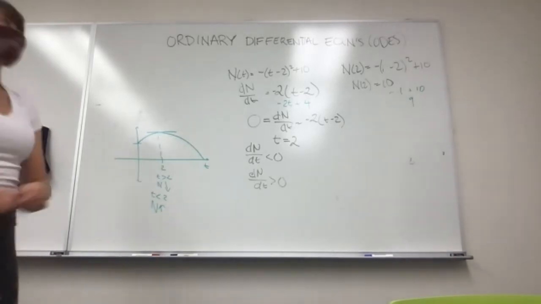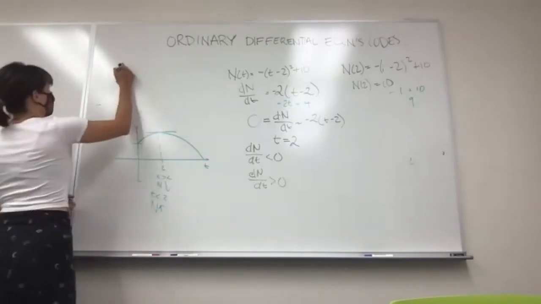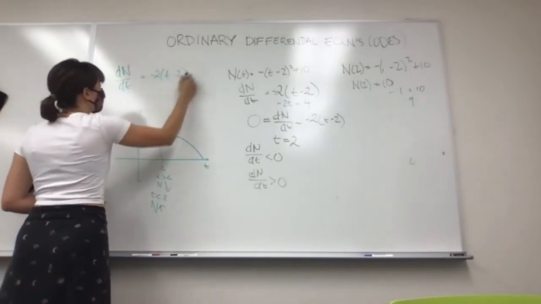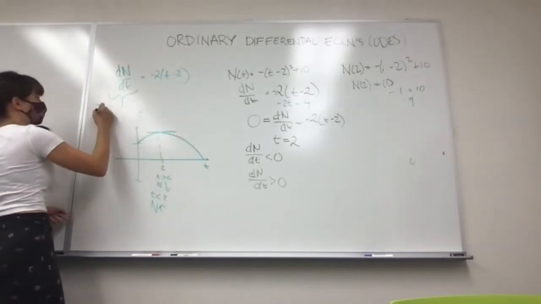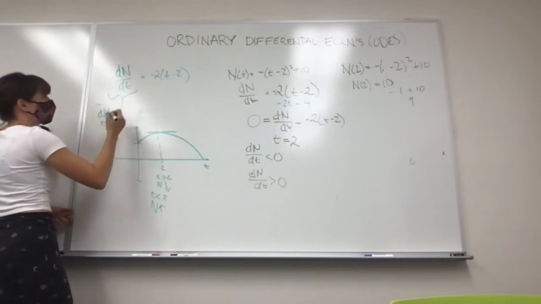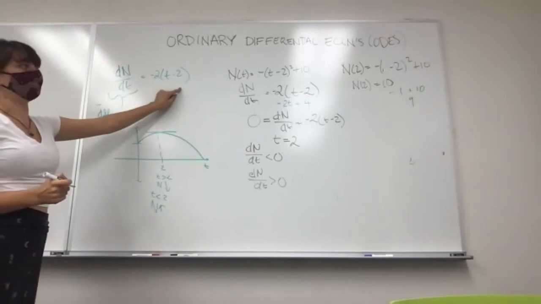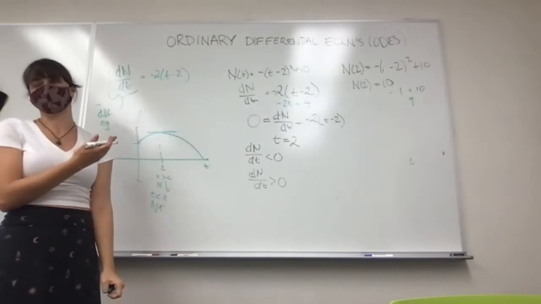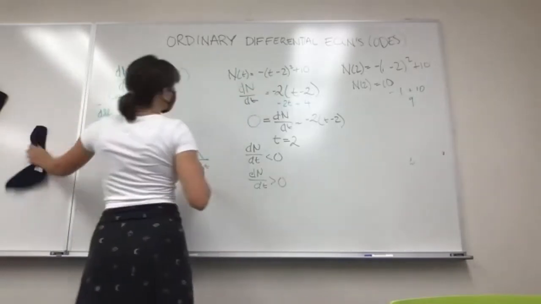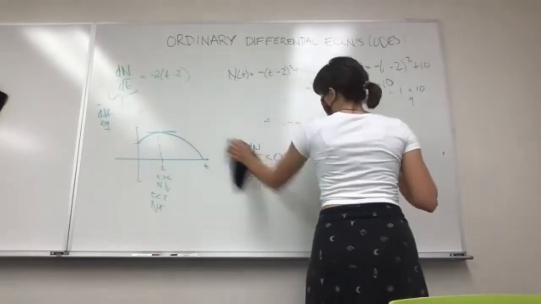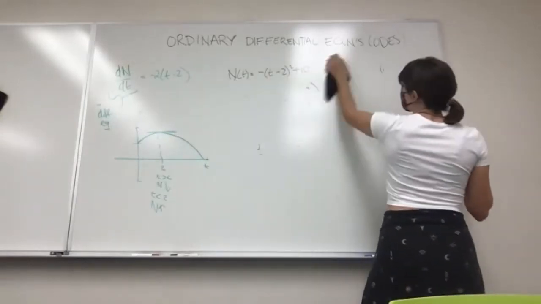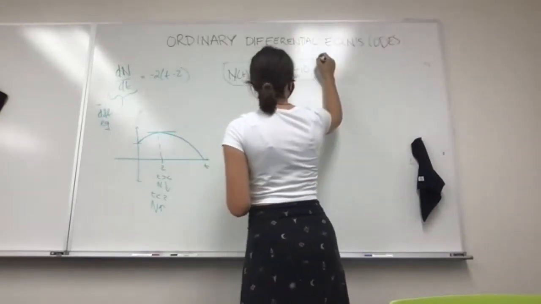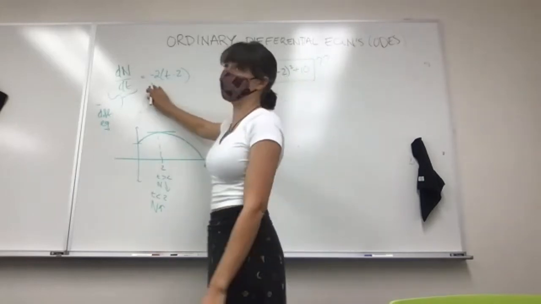So I guess the big question is now we actually have a differential equation, which is dn/dt is equal to -2t minus 2. So it's a differential equation because of this. But let's say we didn't know that we started with n of t is -(t minus 2) squared plus 10. What if we only knew how our system changed in time? So erase these for now. Yeah, so we're going to pretend we don't know this. But we do know this.